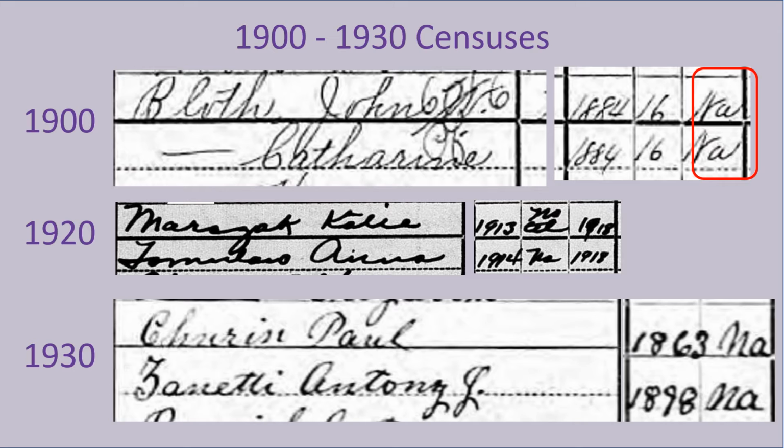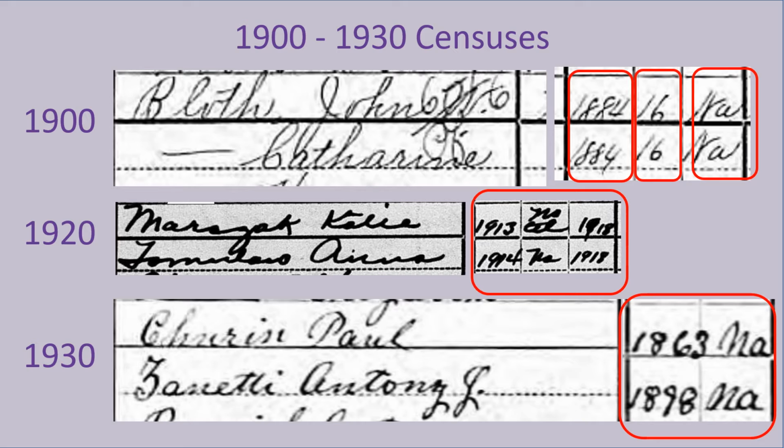The first example is from 1900. It gives the year the person immigrated, how long they have been in the United States, and whether they have become naturalized or not. The second example is the 1920 census, which asks the year they immigrated, if they were naturalized, and if so, the year that they became a naturalized citizen. The third example is from 1930, and it tells the year the person immigrated and whether they have become a naturalized citizen.